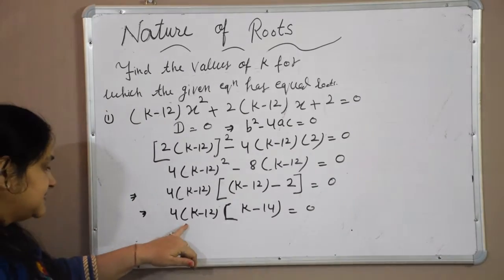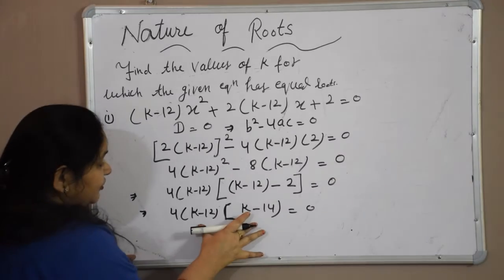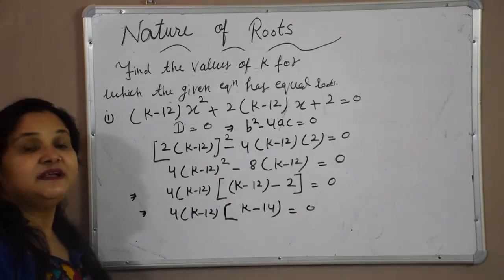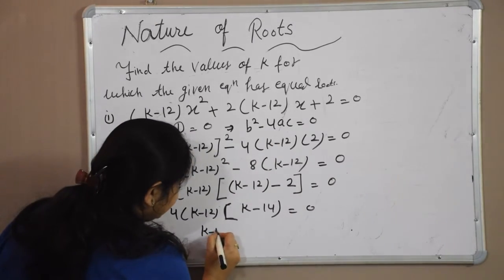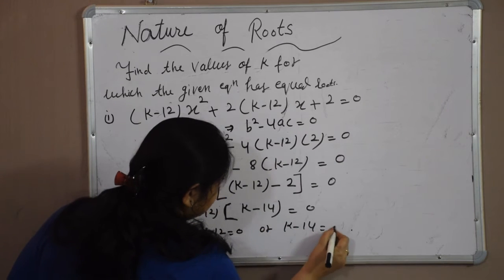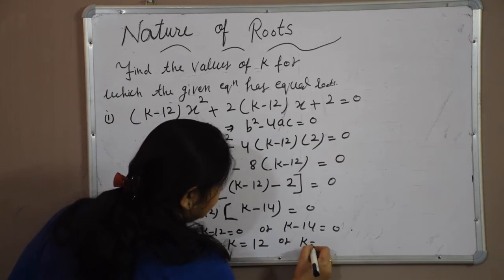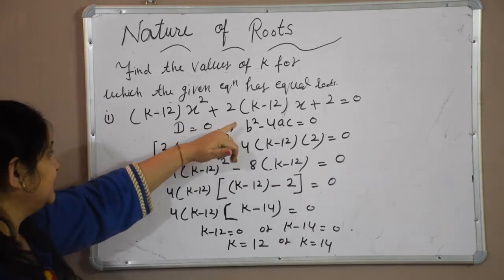Now we can see the 4 can never be equal to 0, and there is a product of two numbers, and if the product of two numbers is 0, then definitely at least one of them should be 0. So either k minus 12 equal to 0 or k minus 14 equal to 0. So we got two values, k is equal to 12 or k is equal to 14, and both the values will satisfy the given equation.